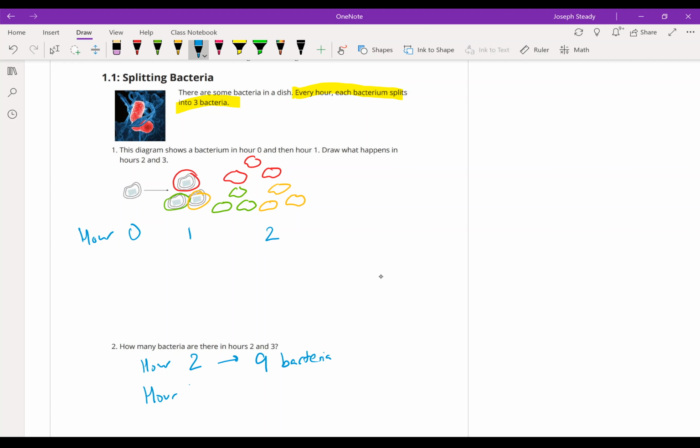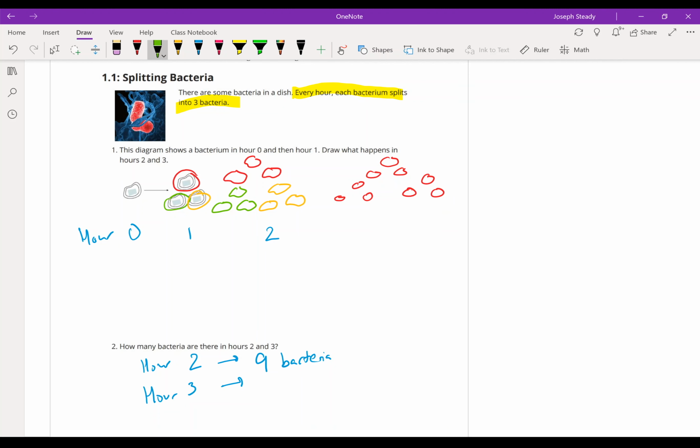And we'll figure out hour 3 in a second here. So now you might notice that this pattern is getting pretty big pretty fast, because now when I go ahead to draw this next part, let's see if I can keep track of this. I'm going to have 1, 2, 3, 1, 2, 3, 1, 2, 3, and that's just from the red bacteria.